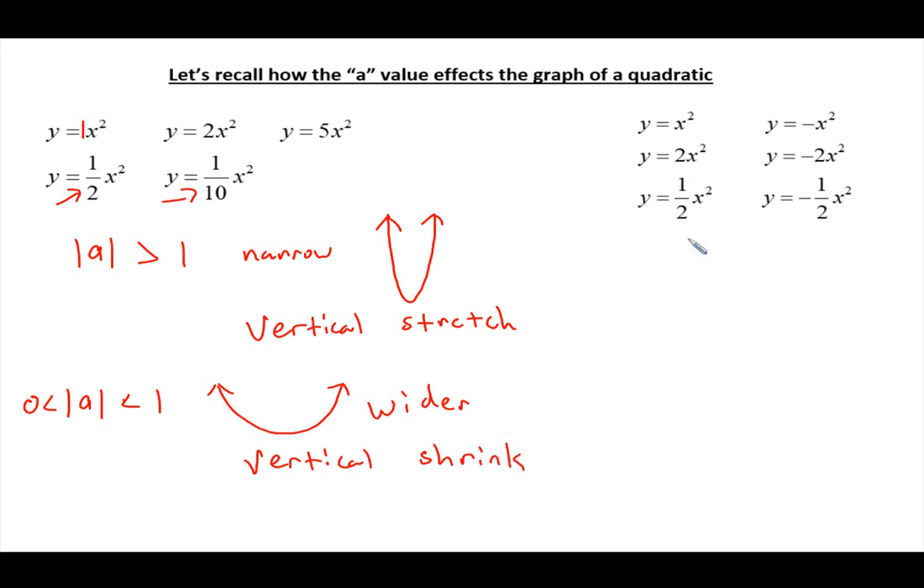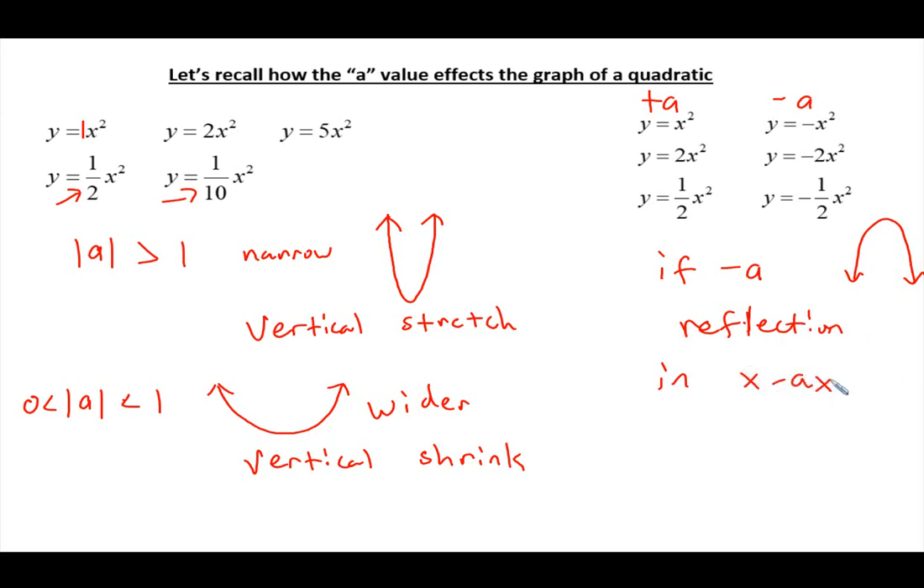And then over here a is positive, and over here a is negative. And remember, if a is negative, we have a reflection. The graph will flip. It'll flip. Draw a better parabola. And we call that a reflection in the x-axis. Okay?